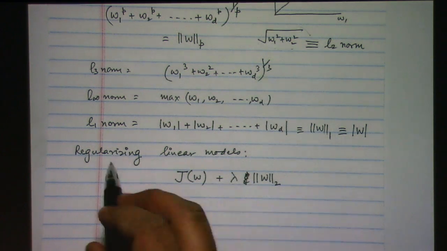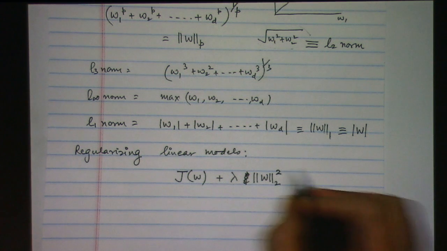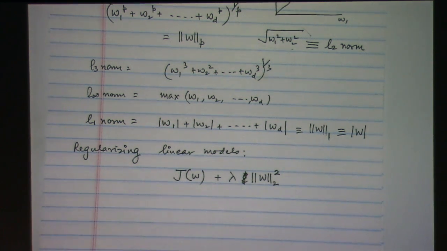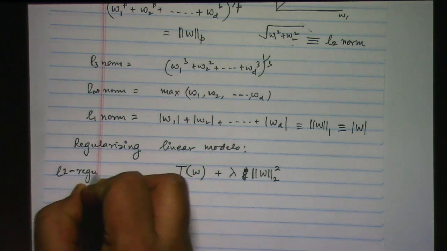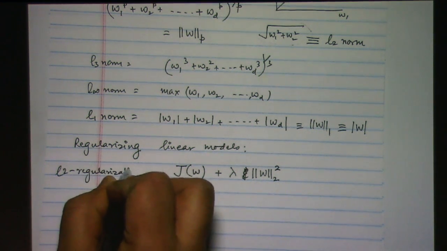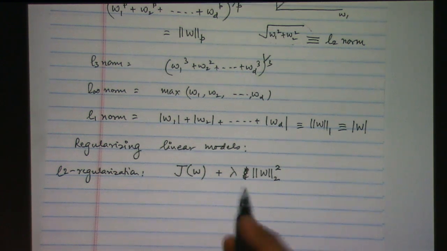One way of regularizing is to penalize the square of the L2 norm. All right, so this is known as L2 regularization. Why do we do the square? It's because it's easy to compute the gradient, or the derivative, with respect to w when it's a square, and we'll come across that very soon.